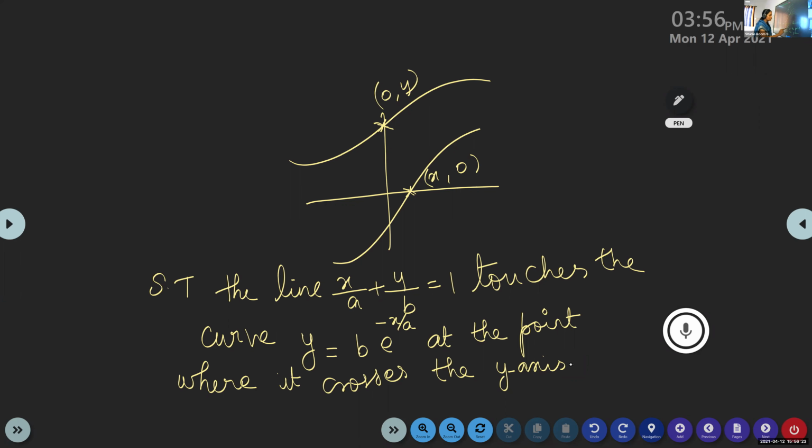Okay, this curve cuts the y-axis. For example, in this given figure, you can consider the first graph. I'm just drawing the rough curve, y is equal to b into e raised to minus x by a. It cuts the y-axis, and at this point we are finding the equation of the tangent. We have to prove the equation of the tangent is x by a plus y by b is equal to 1. Is it clear? So, what is the equation of the curve?